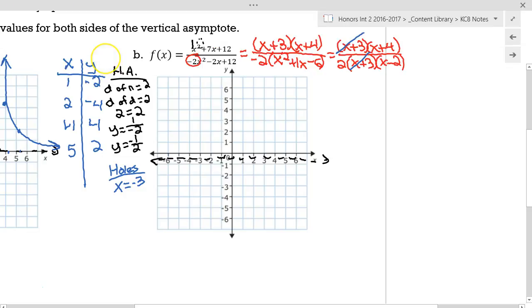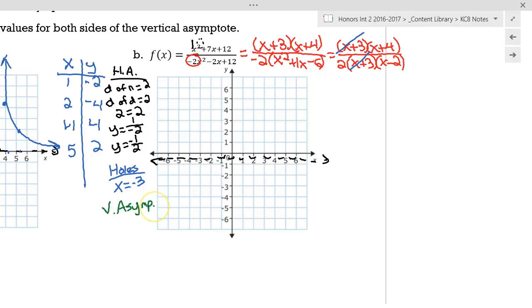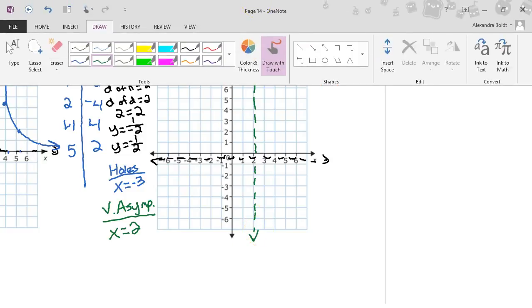Okay? But I am going to find my vertical asymptote. That's based off of this x minus 2. So if x minus 2 is my factor, x equals 2 is my 0. So I'm going to put a vertical line right at x equals 2.